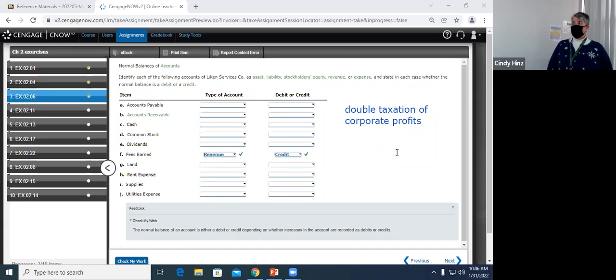If you are a sole proprietorship or a partnership, that income is only taxed once because the sole proprietorship or partnership is what's called a pass-through entity. So the business doesn't really make any money. Those earnings are passed through the business to the owner or owners of the business, and the owners pay taxes on those earnings, but only once.